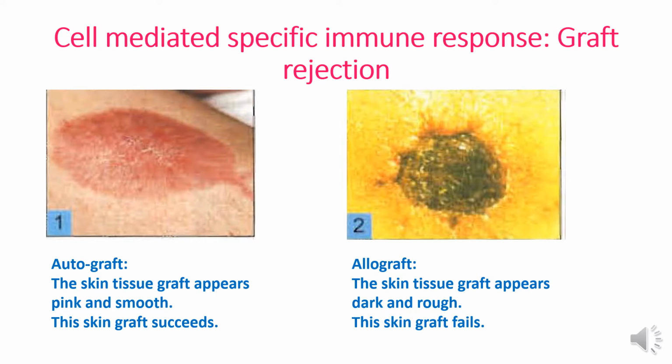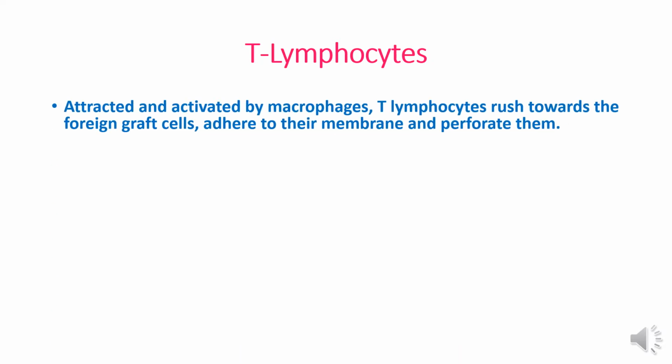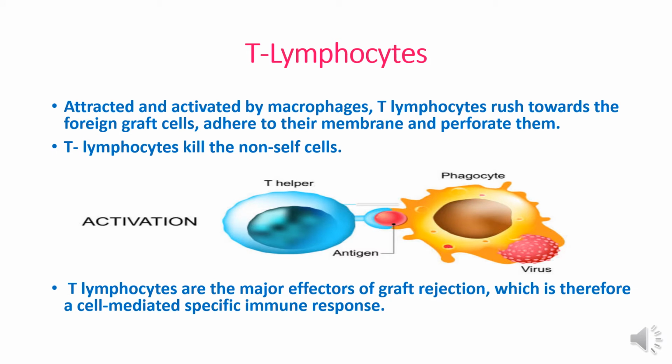This skin graft fails. The cells that are responsible for attacking the grafted cells or foreign cells are the T lymphocytes. They are attracted and activated by the macrophages. T lymphocytes rush toward the foreign graft cells, adhere to their membrane, and perforate them. T lymphocytes kill the non-self cells. Because of that, they are called killer cells. T lymphocytes are the major effectors of graft rejection, which is therefore a cell-mediated specific immune response.